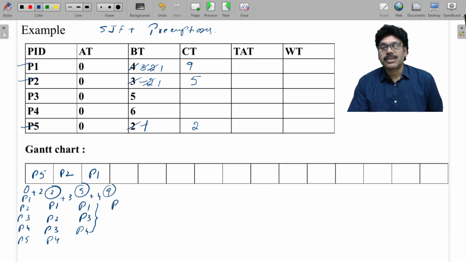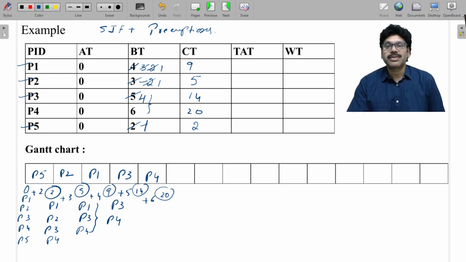The rest of the processes are P3 and P4. Among these, which has the shortest burst time? This one has the shortest burst time. Even if I cut 1 by 1 and compare with the other process, it is still the lowest. So P3 is executed all 5 units of time. By 14 it got completed. Then the only remaining process, P4, is executed. By 20 it completed. So there is no difference at all. It looks like shortest job first only. There are no preemptions occurred in this case.